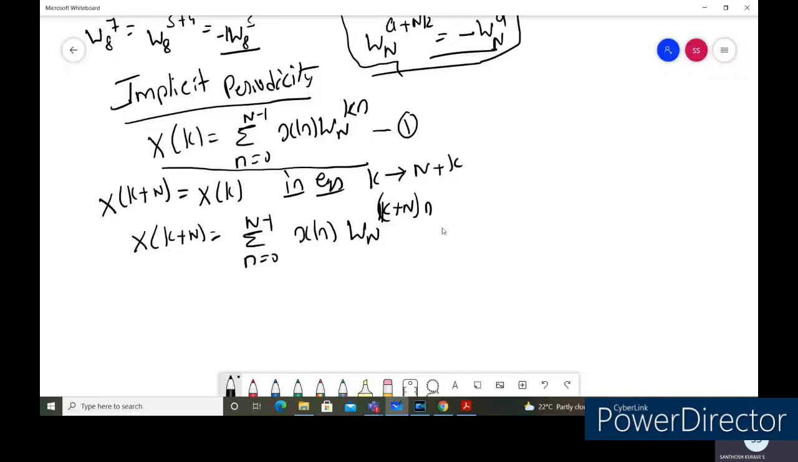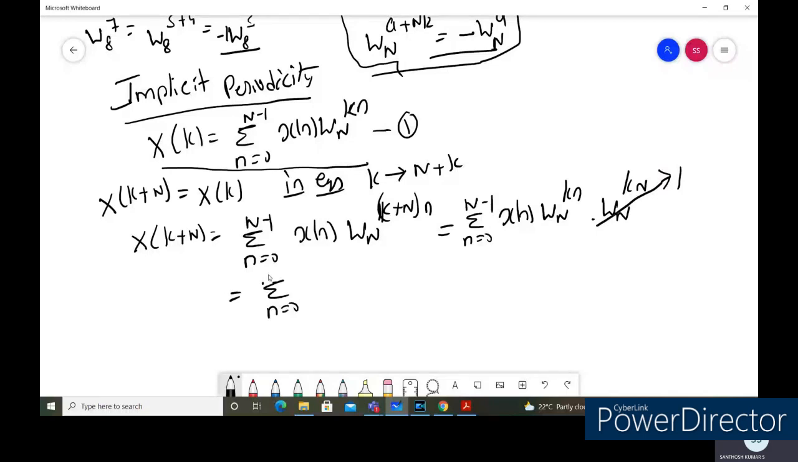So we know that omega to the power of k into N, this value, is equal to 1. We have already seen this one. So the remaining quantity on the RHS part will be summation n equal to 0 to N minus 1 of x of n into omega to the power of kn. So this is equal to X of k. So we can say that X of k plus N is equal to X of k. So we can say that it's a periodic sequence here.